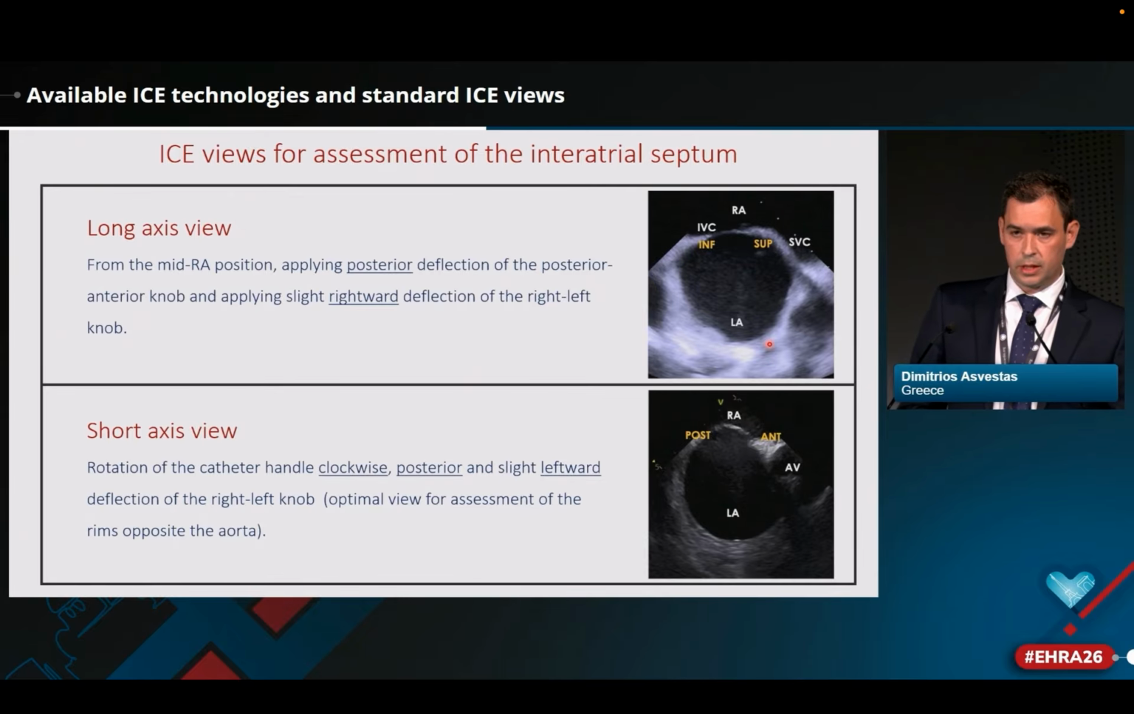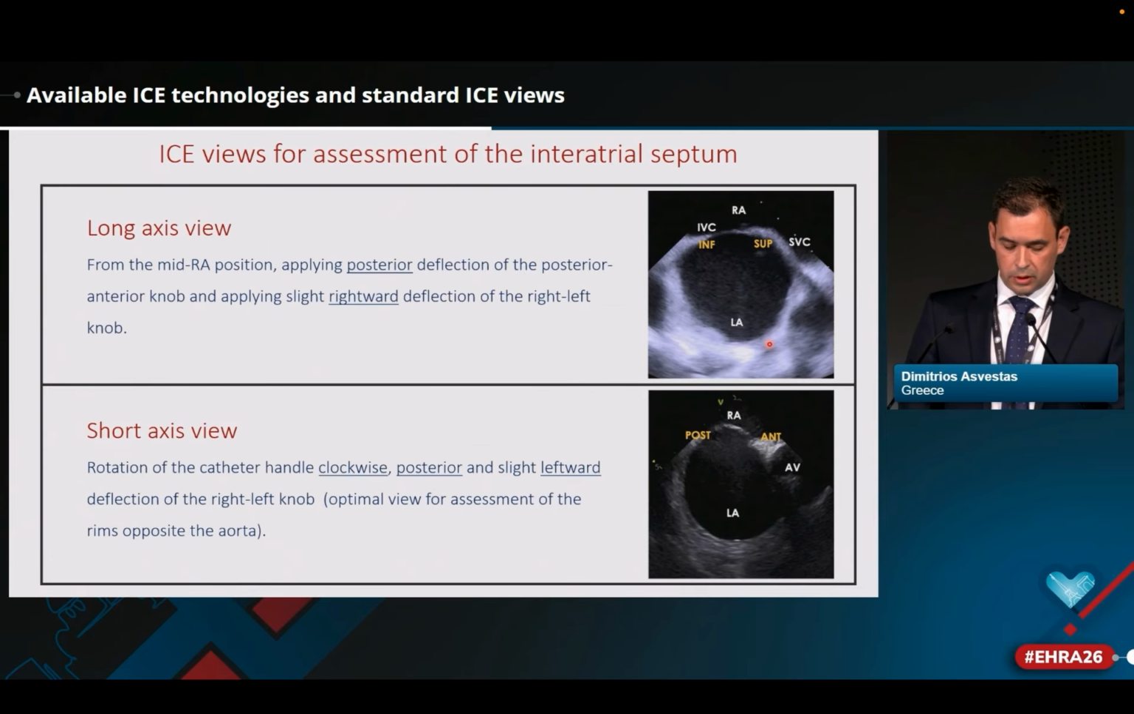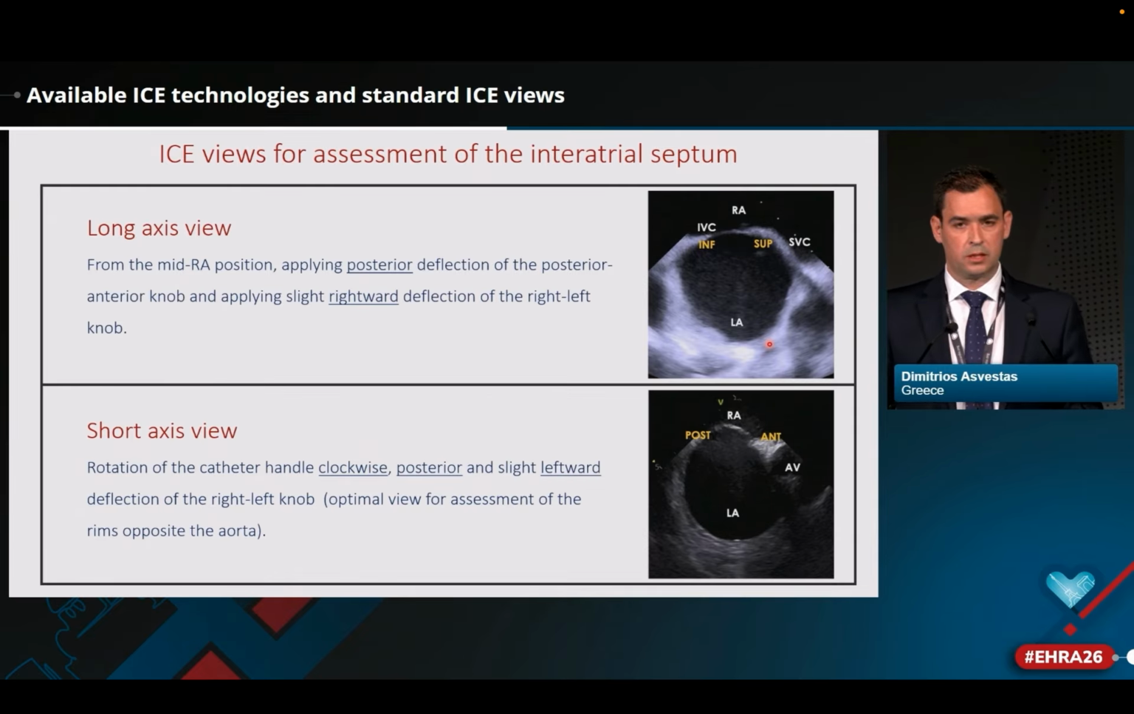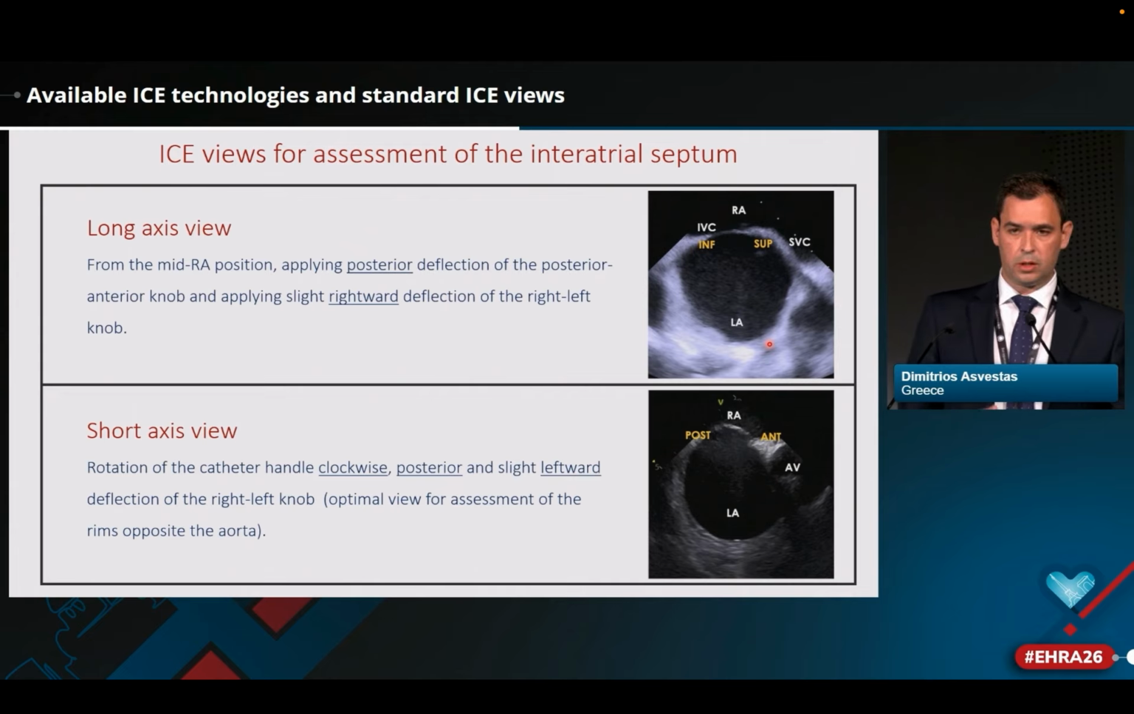So real-time visualization and assessment of the interatrial septum is important for many EP procedures requiring transseptal puncture. And there are two main views for assessment of the interatrial septum and the fossa ovalis: the long axis view or bicaval view, showing the superior and inferior aspects of the interatrial septum, and the short axis view, which is an optimal view for assessment of the posterior and anterior aspects of the septum.